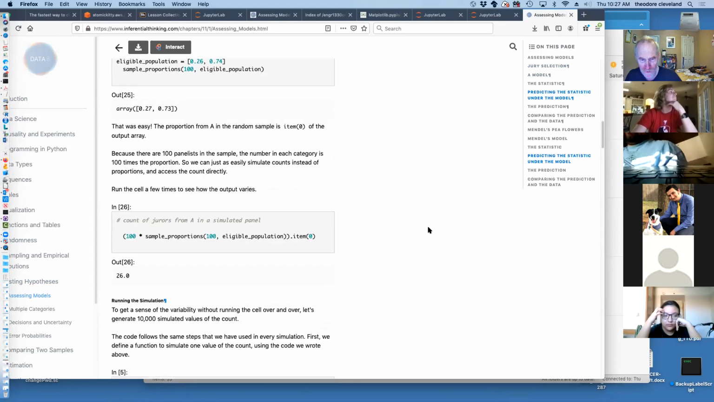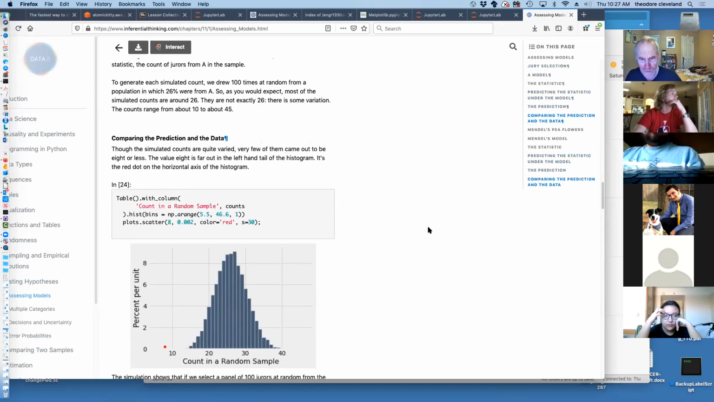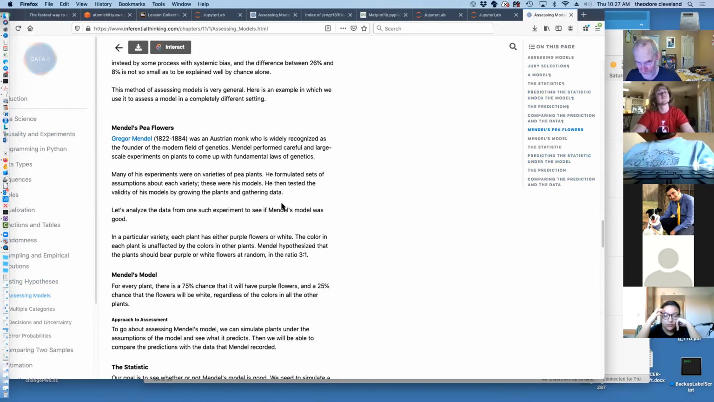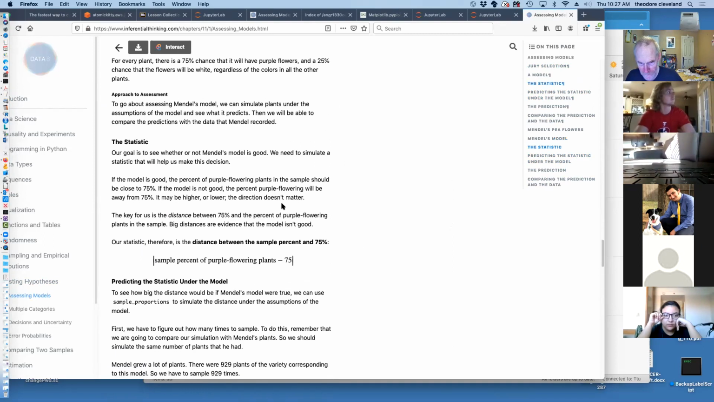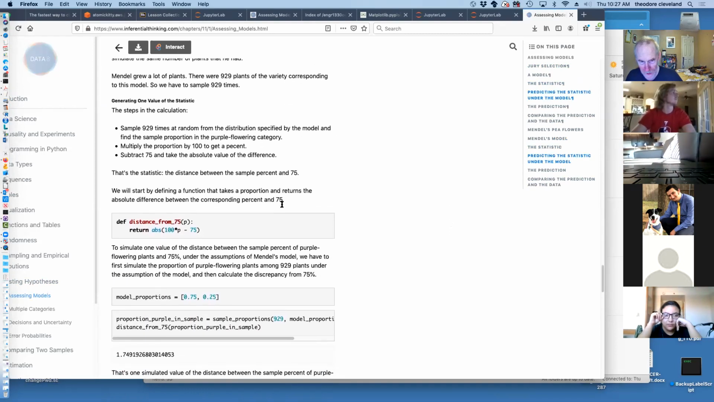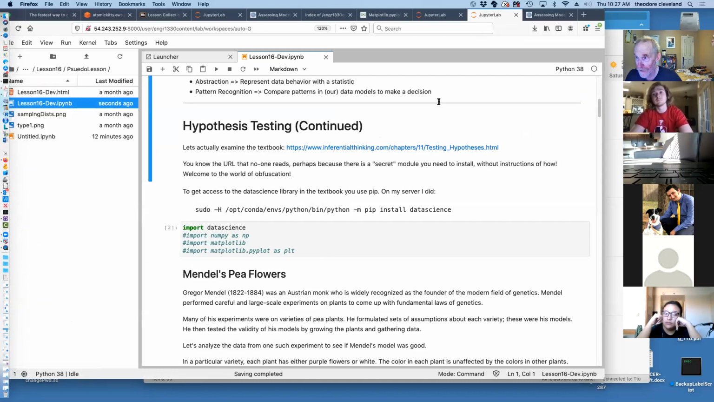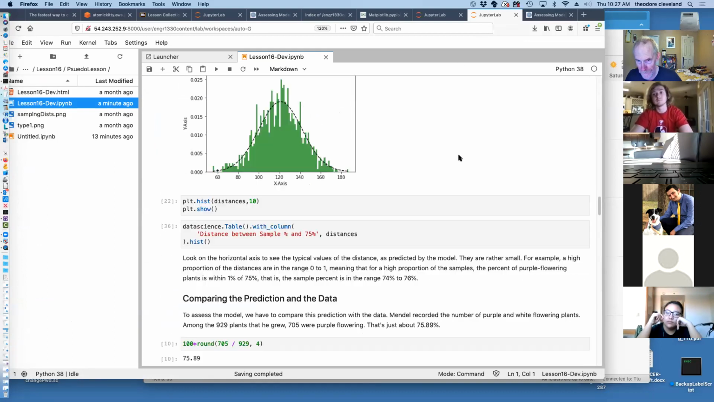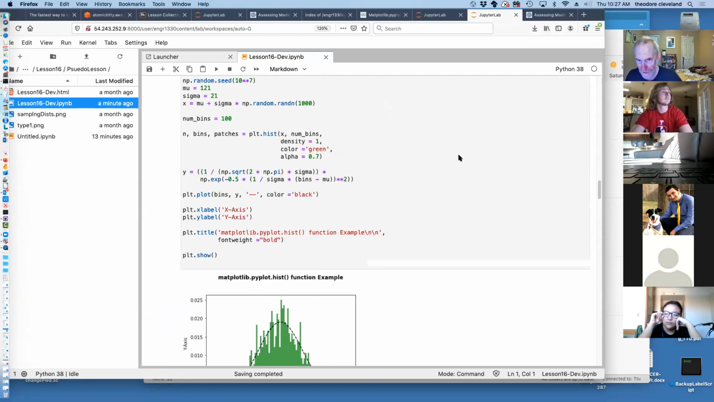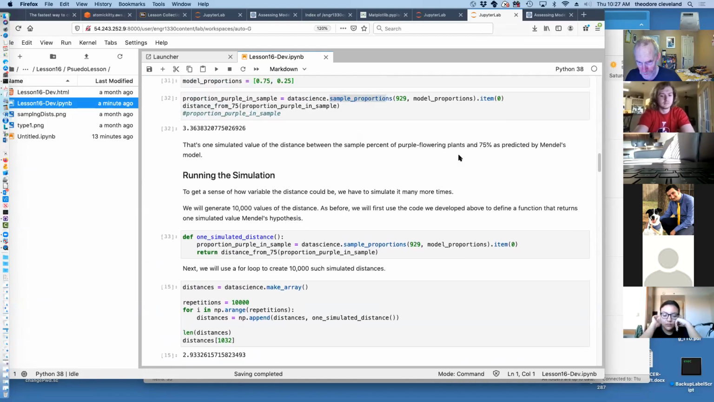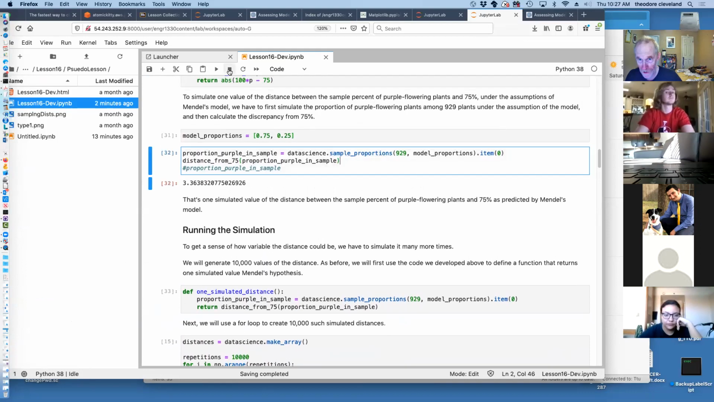We want to go to Mendel's pea flowers. So this is the example that I am trying to use. And so they describe what the sample proportion is supposed to do. And the result of that code cell is going to be the distance of our statistic from a single sample. Let me get back to where we're supposed to be. There we go. So I'll go ahead and run that.